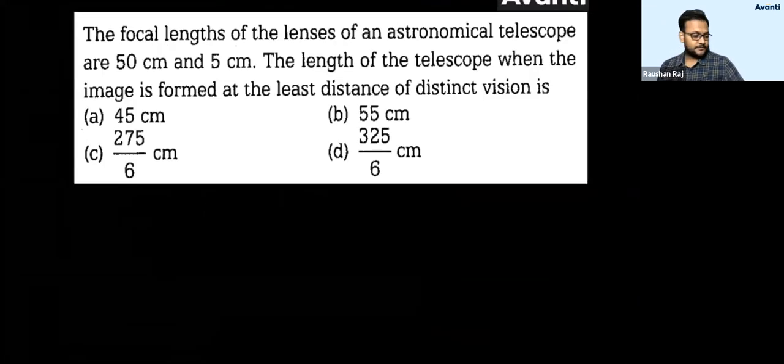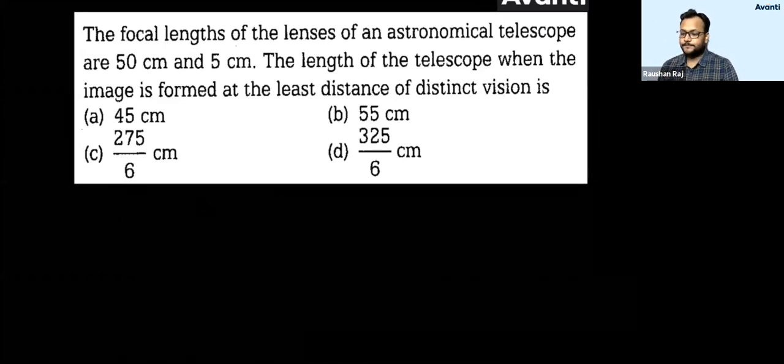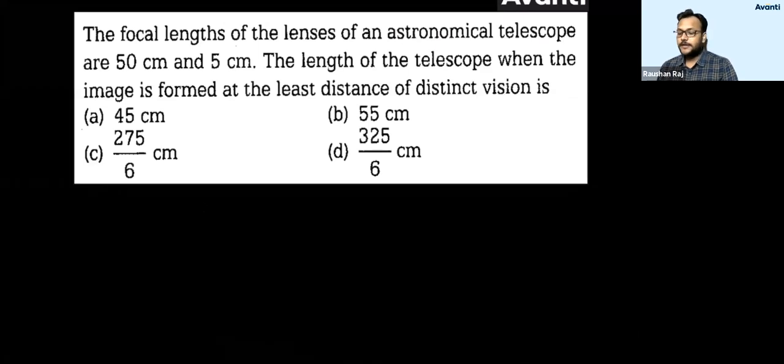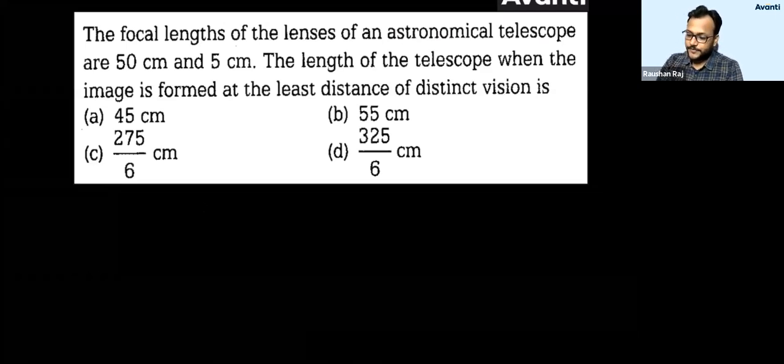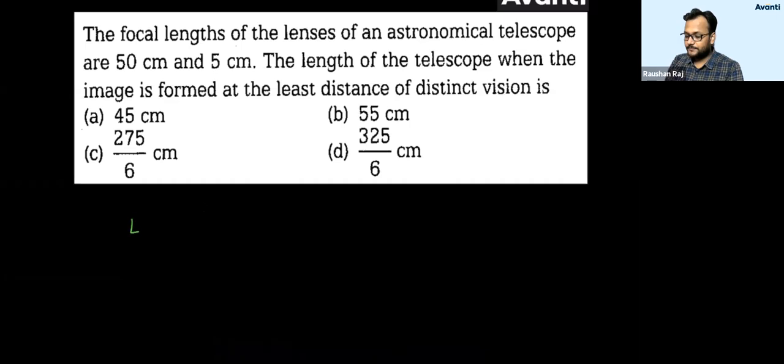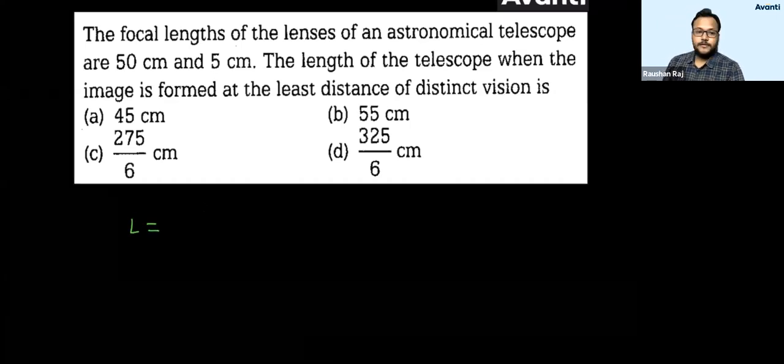Now answer this one. Give me the answer for this question. Focal lengths of lenses of an astronomical telescope are 50 centimeter and 5 centimeter. The length of the telescope when the image is formed at the least distance of distinct vision is? Tell me, what is the length of the telescope when the image will be at distinct vision? For an astronomical telescope, what is the length of the tube?